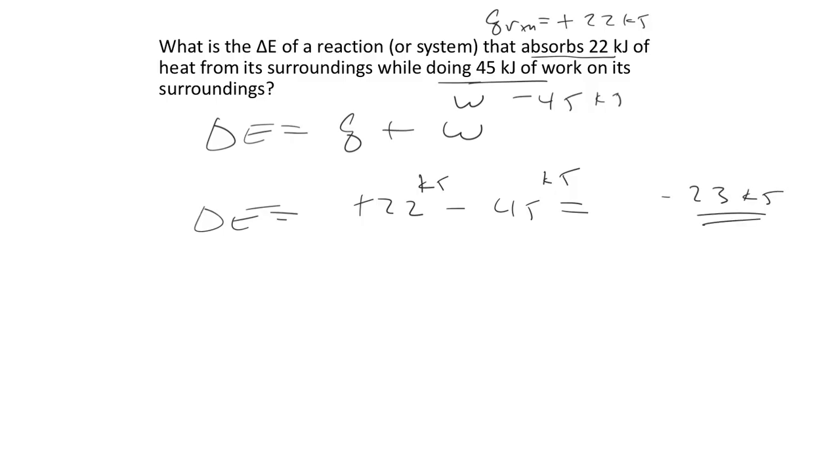So delta E can be positive or negative where a spontaneous reaction takes place. Q and W can be positive or negative as well. They just sum together to be equal to delta E, thinking about their sign conventions.